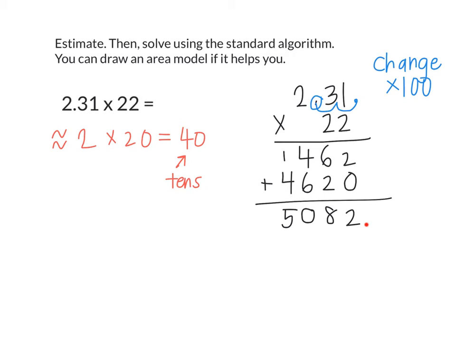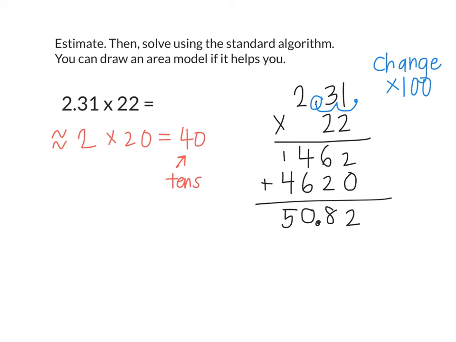If it's here, is it 5,082? Is that in the ballpark of 40? What number do I have if I put the decimal here? 508.2. Is that in the ballpark of 40? What if I put the decimal point here? What is my number? 50.82. Is that in the ballpark of 40? What if I put the decimal point here? 5. Is that in the ballpark of 40? No. So even just using my estimate, I know that my decimal point needs to go here.